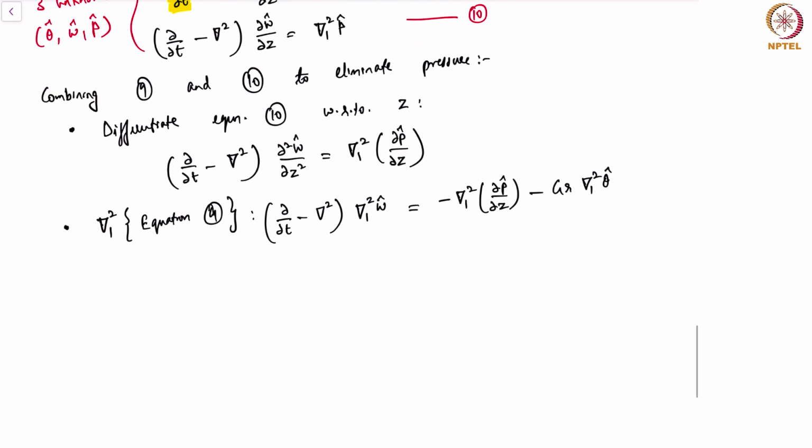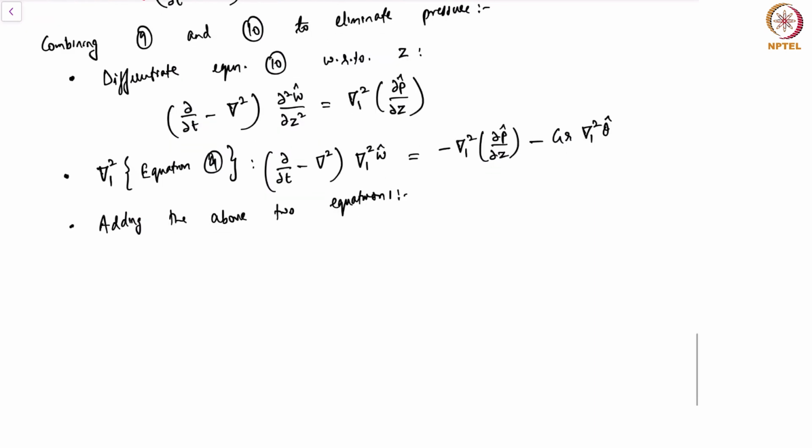Now I have got two additional equations. Because the pressure terms have opposite sign, I can add these two equations. If I add the above two equations, what I have now is del by del t minus del square. The terms that we get for the velocities would be the first term del 1 square w hat plus del square w hat by del z square. The pressure term will cancel out, and finally I have del 1 square theta hat.